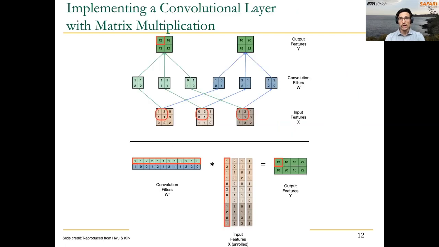Remember as well that a good way of optimizing the performance of a convolutional layer on GPUs is lowering the convolution to a matrix multiplication, such as this example that we have on the slide.